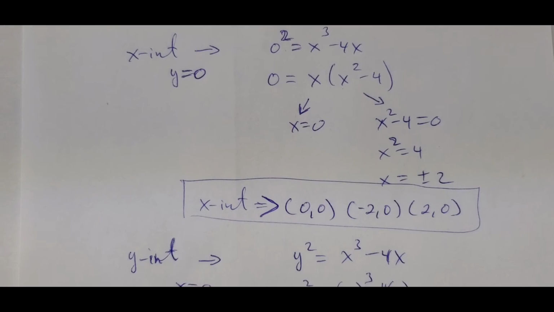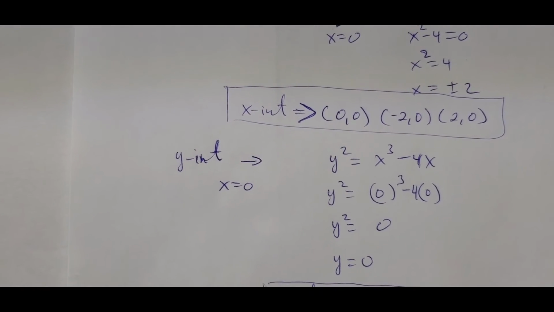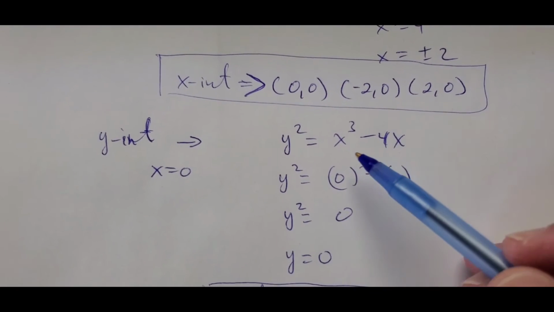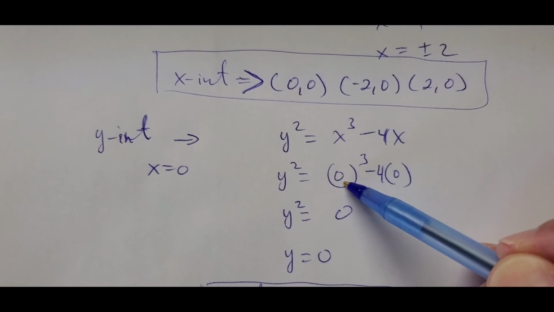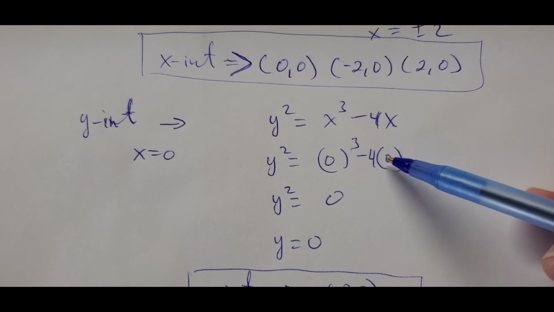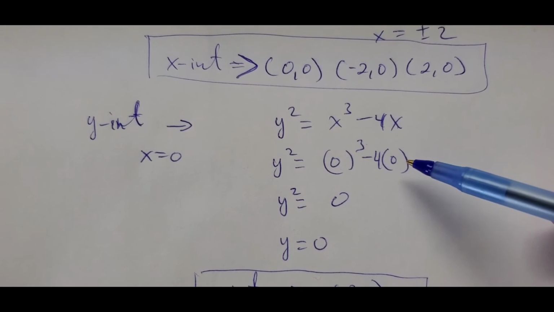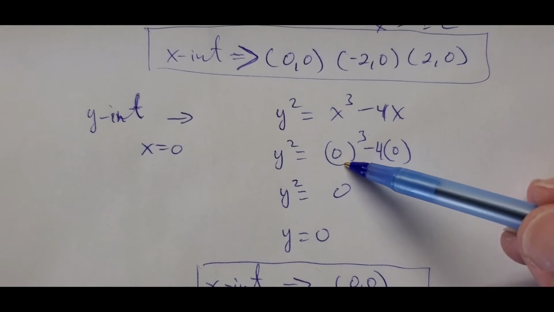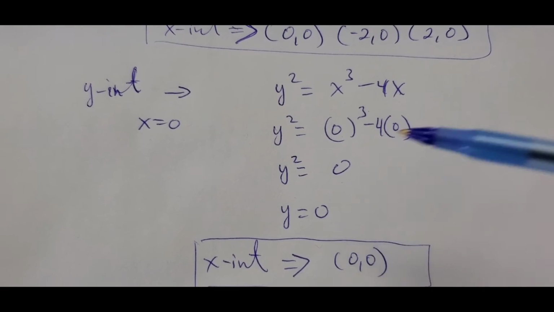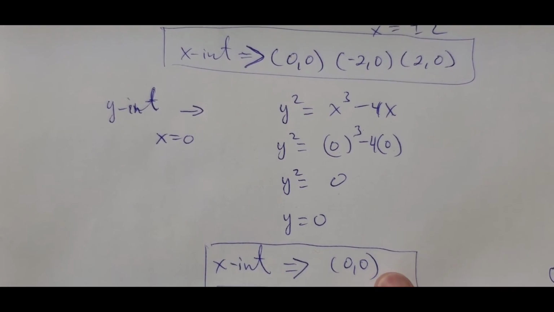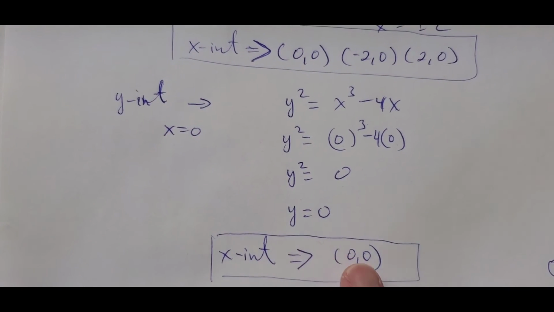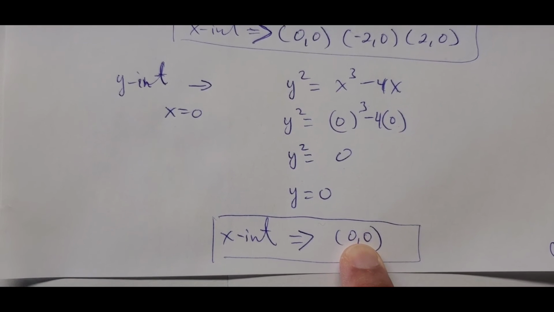Okay. Next, you do the y-intercept. All you have to do is replace the x by 0. So put 0 in for x. So 0 cubed is just 0. 4 times 0 is 0. 0 minus 0 is 0. If you square root 0, it's still 0. So there's only one y-intercept here, which is 0 and 0. So that's the only point for the y-intercept.